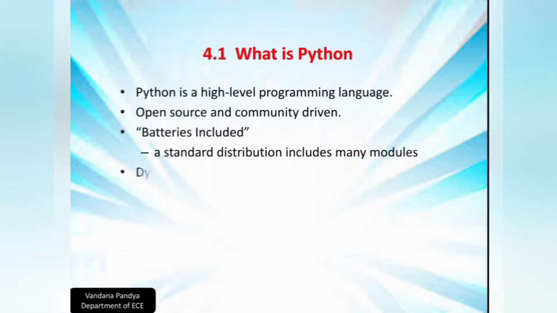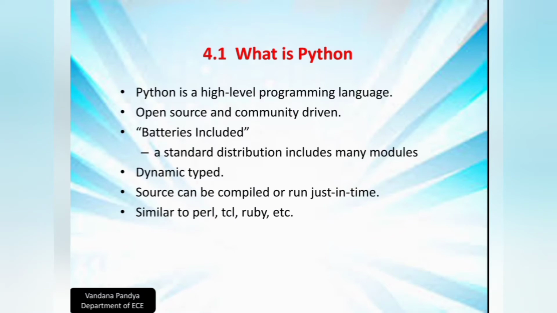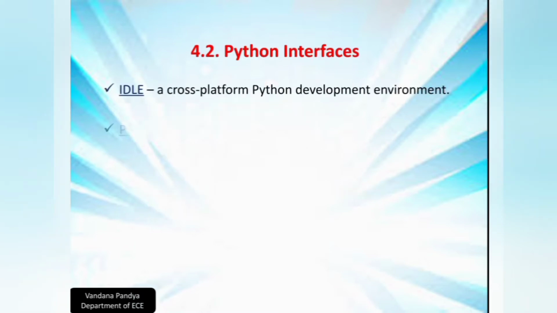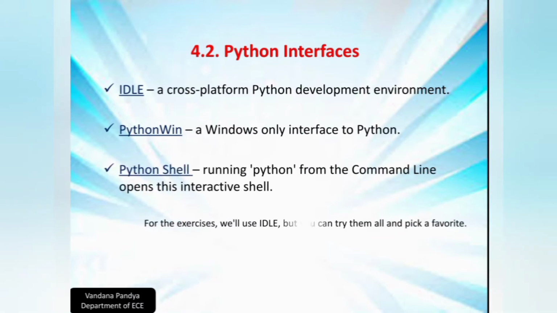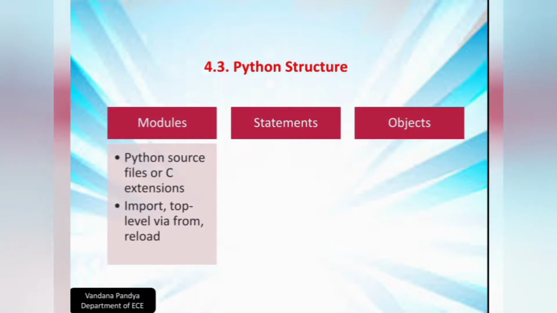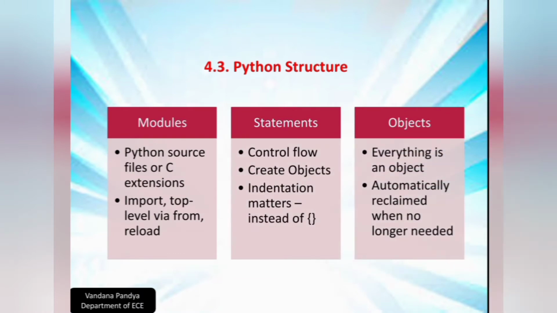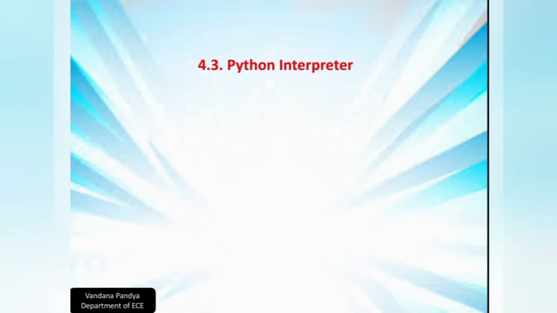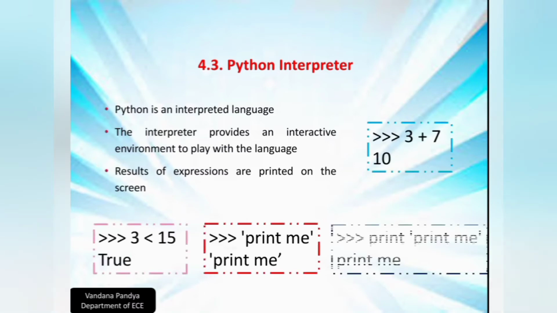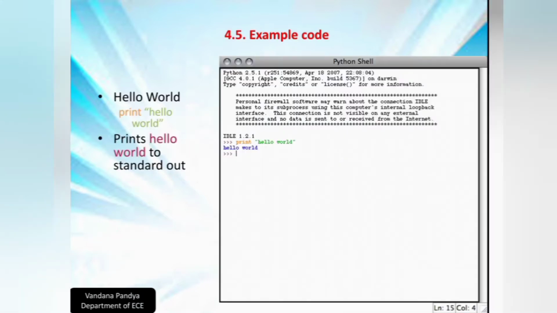Python is a high-level programming language. Here batteries are included. It is similar to languages like Perl, TCL, Ruby, etc. It has namely 3 interfaces: IDLE, Python-Win and Python Shell. Structure constitutes modules, statements and objects. Python provides an interactive shell, and results are printed on screen. This is the Python shell where hello world is printed.